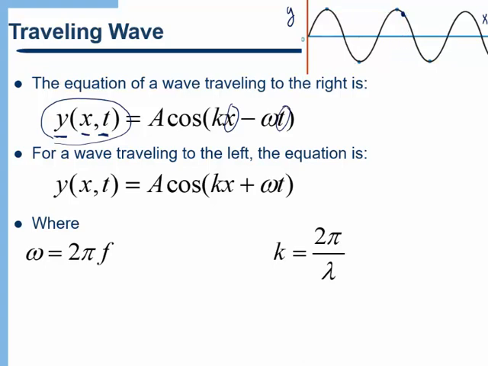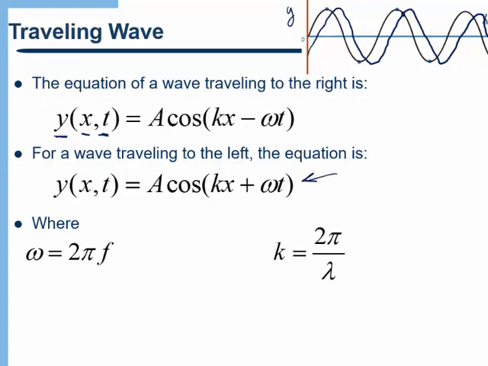Remember too that a traveling wave is always moving. So if I were to look at this wave a short time later, what we would find is that the wave would have shifted to the right by a certain amount. If the wave is traveling to the left, then we simply use this equation instead.